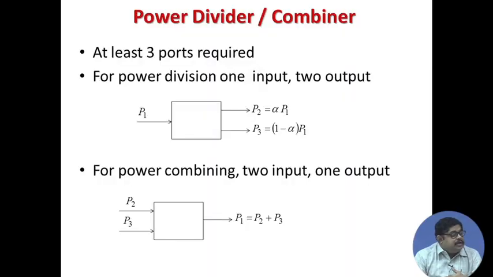For power division, you require at least 1 port where the input will come, and that will get divided into at least 2, if not more. So, at least 3 ports are required. In case of power division, let us say P1 is coming here, and then at the output ports some P2 and another P3 are coming. Now, if it is lossless, I will require that P2 plus P3 is equal to P1. But this division may not always be lossless. In that case, there will be some loss inside the device also. So, this is a lossless power divider.